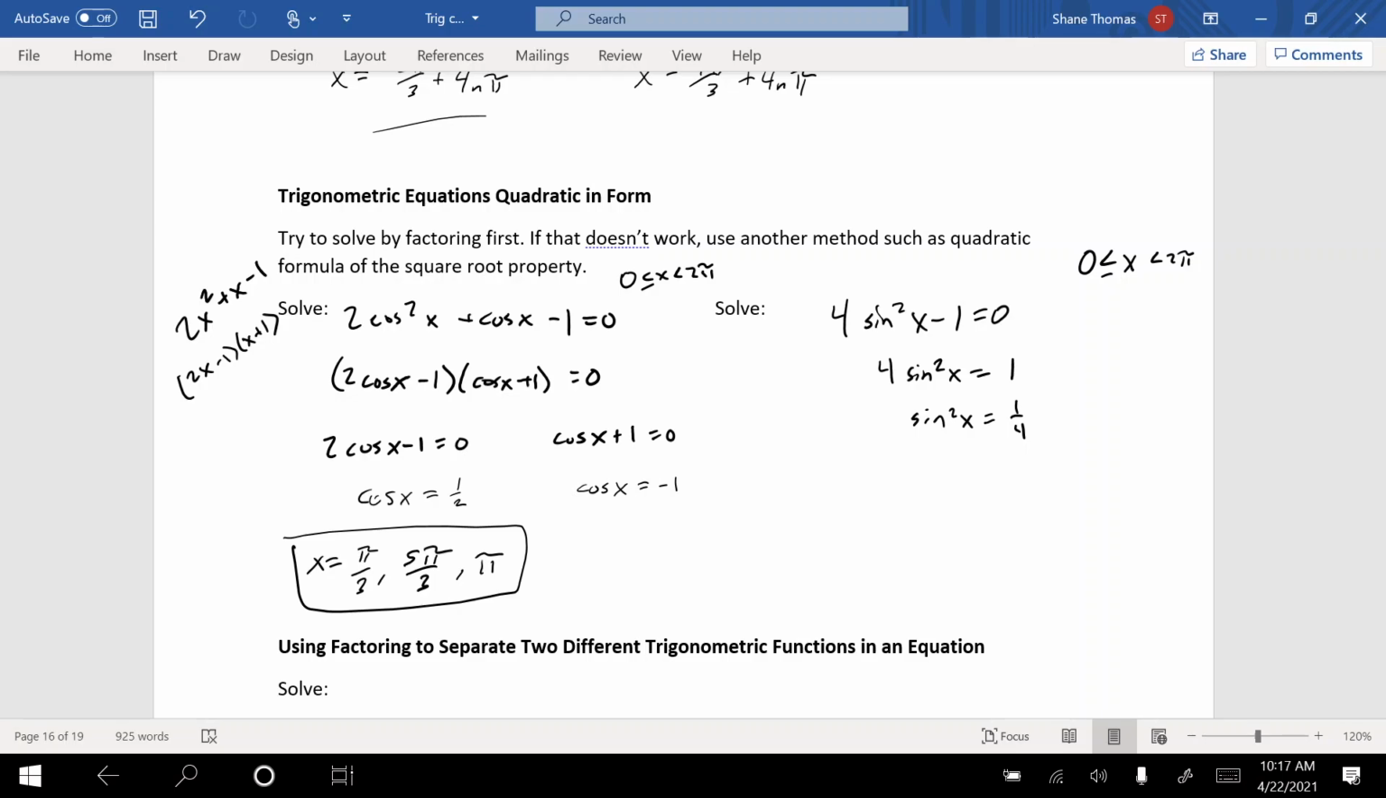Okay? Now, we can go ahead and square root both sides. I'm left with sine of x is equal to, what's the square root of 1/4? 1/2. But with the square root property, you have to deal with plus or minus, right? Okay, so we have 1/2 and negative 1/2. That's my two answers for sine of x. Okay, go around your unit circle. Where do you have sine of x equal to 1/2?